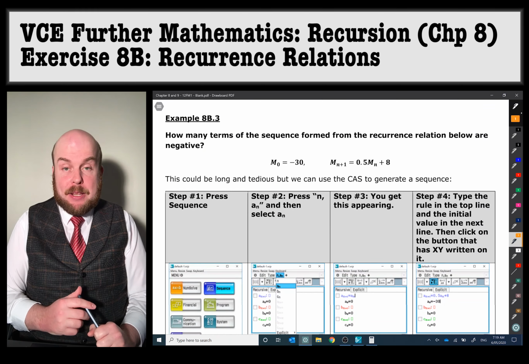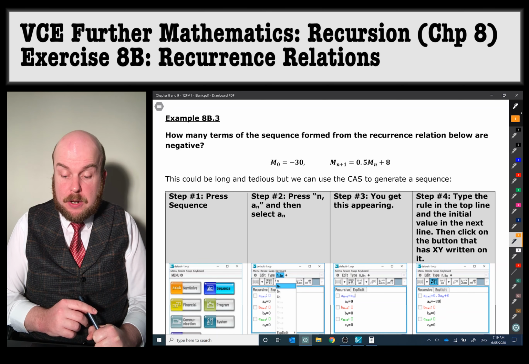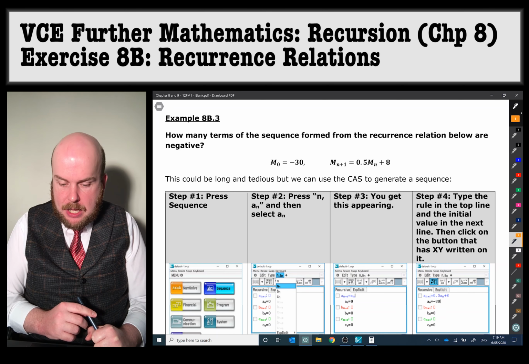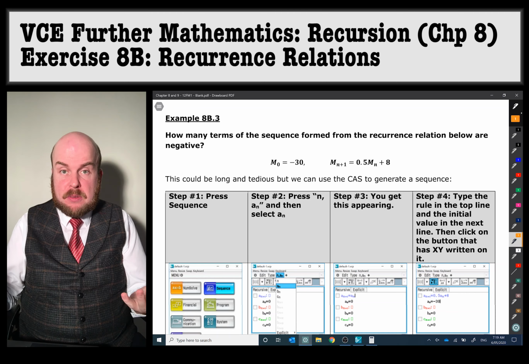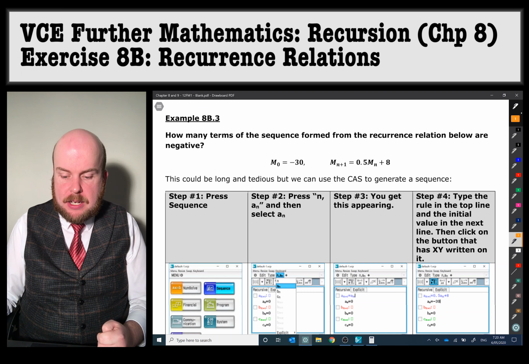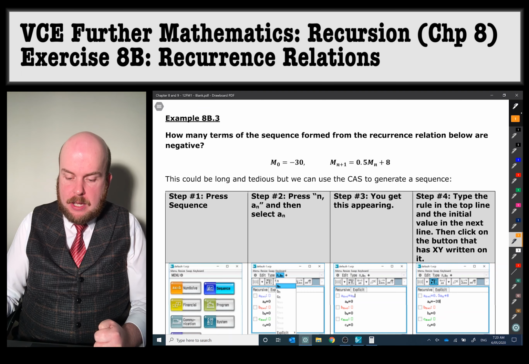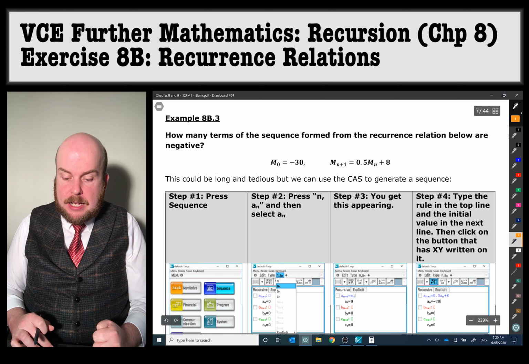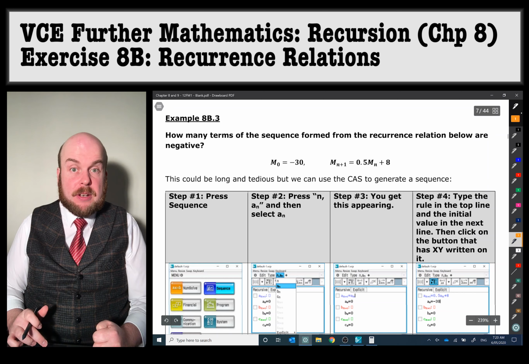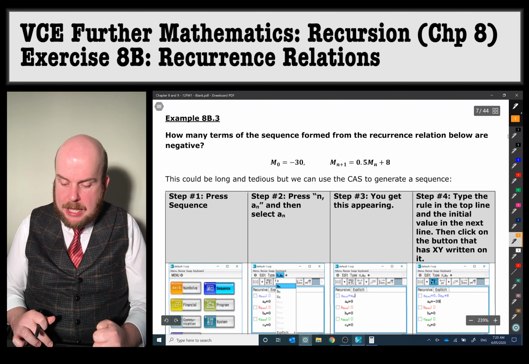Example 8b.3. How many terms of the sequence formed from the recurrence relation below are negative? So this could be a very long and tedious process, but thankfully the CAS calculator comes up with the goods for us to be able to identify this. So it starts at negative 30, and then we're halving it and plussing 8. So right, you could do this by hand, but honestly, it's much better to use the CAS.